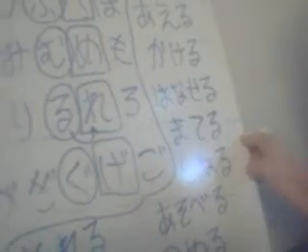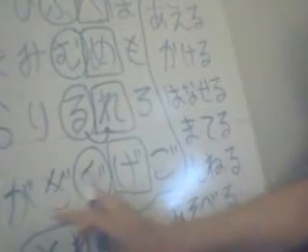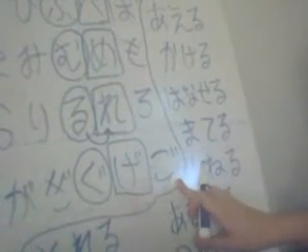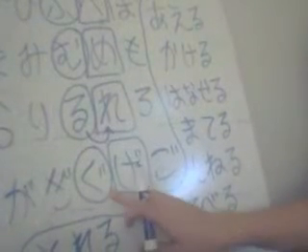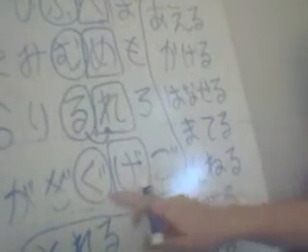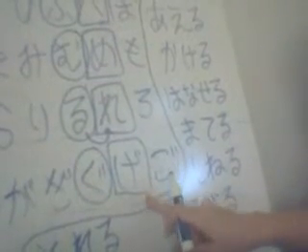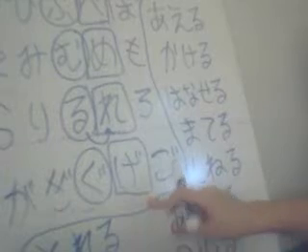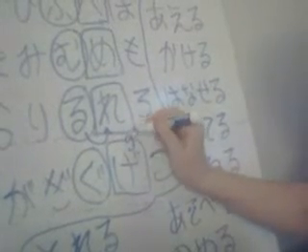Last one is ga, gi, gu, ge, go. Oyogu is to swim. Here's gu. Change gu into ge. So it's oyogeru. Here's ge. So that's how you change u verbs into their potential form.